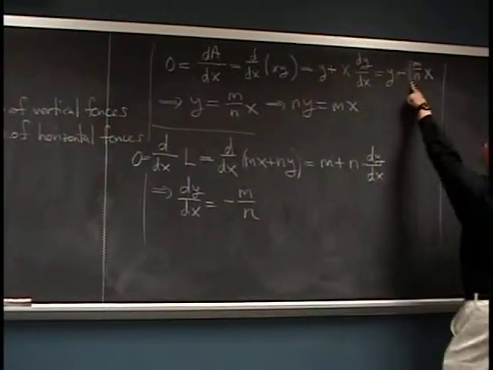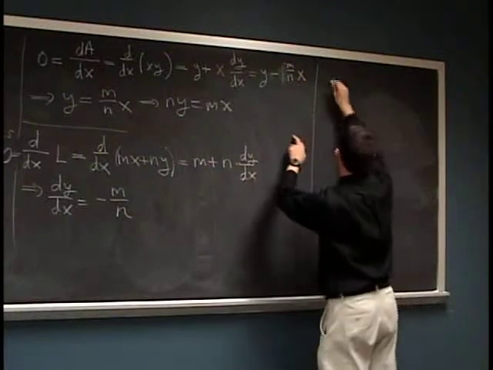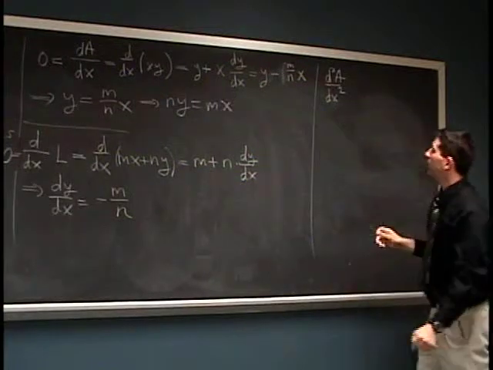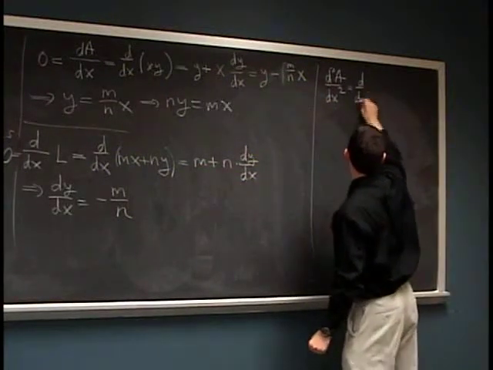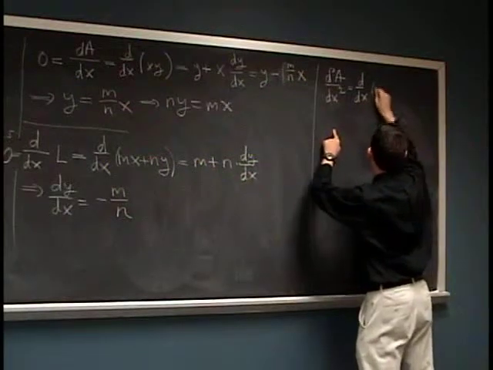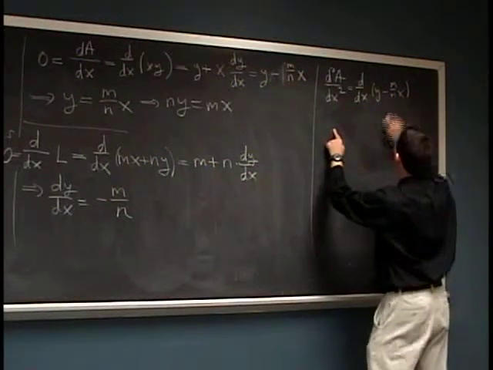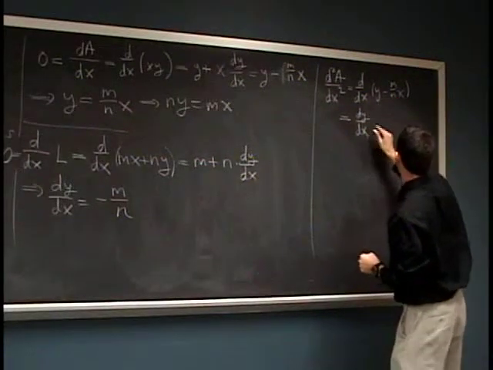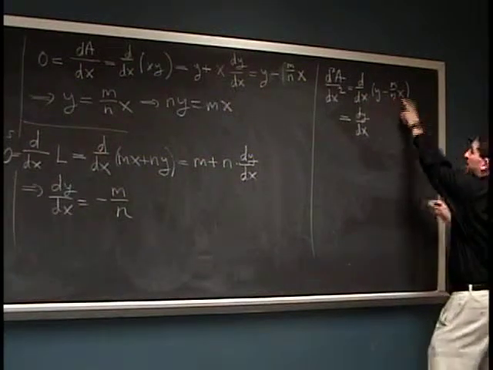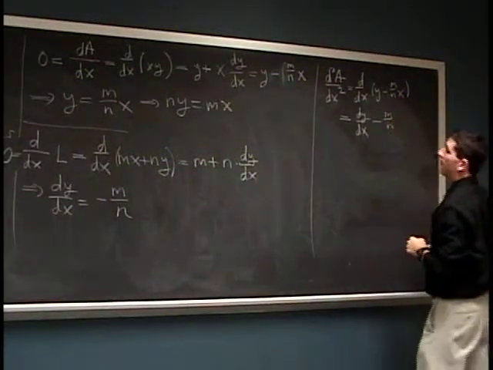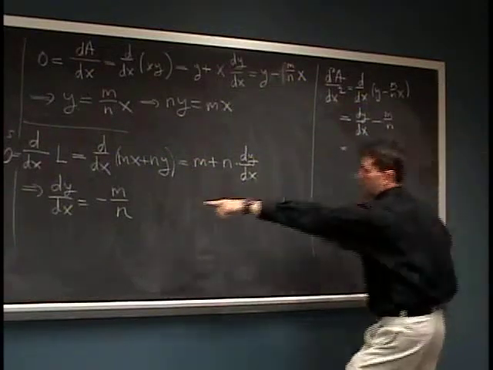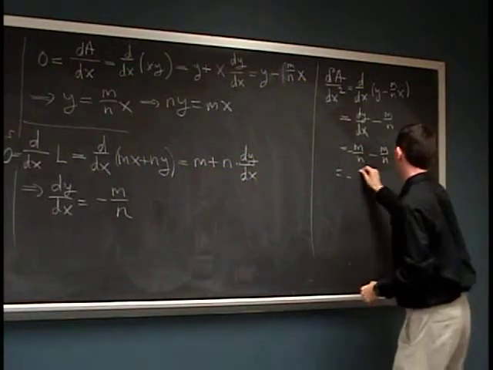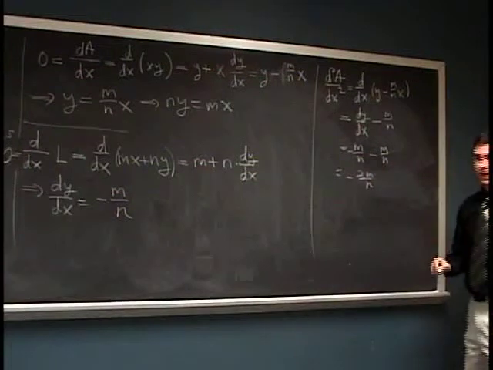The derivative was y minus m over n times x. So what's the second derivative? The second derivative is, again, just the derivative of the first derivative. So it's the derivative of y minus m over n times x, which is equal to, well, the derivative of y is dy dx, minus the derivative of m over n times x, which is just m over n. And dy dx was minus m over n. So minus m over n minus m over n, so minus 2m over n.